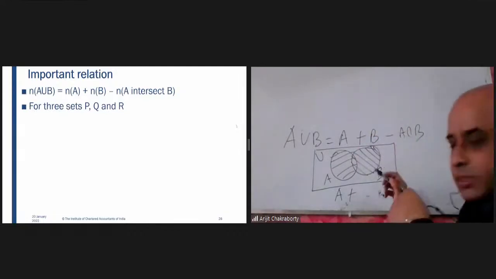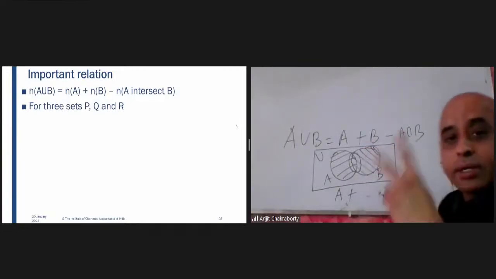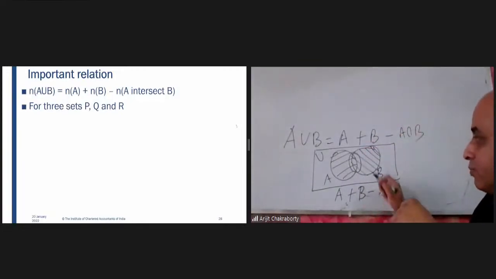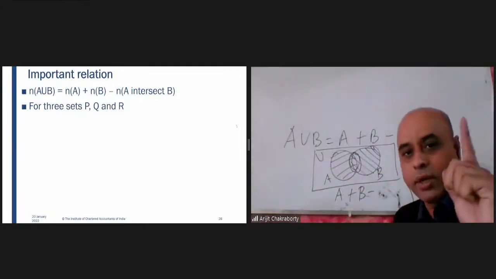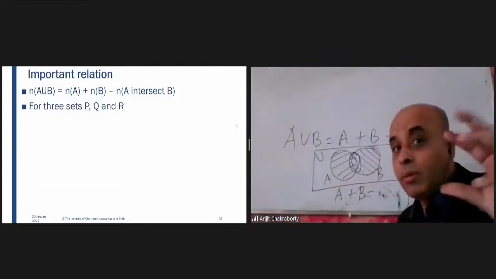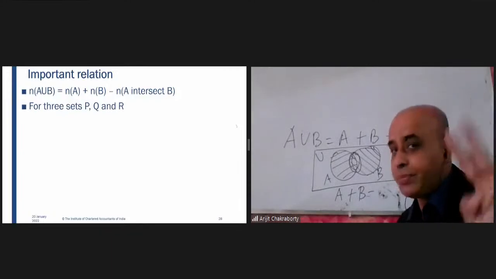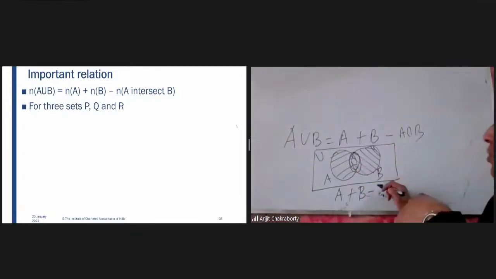Just follow as I shade. But please note this part I have shaded twice. So A plus B is done, but this part I have shaded twice. Once when I was coloring A, and again when I colored B. So the common part has been counted 2 times. This is not correct, so you have to delete once. So I will subtract A intersection B.